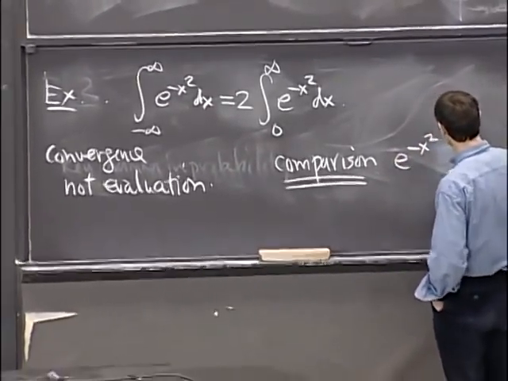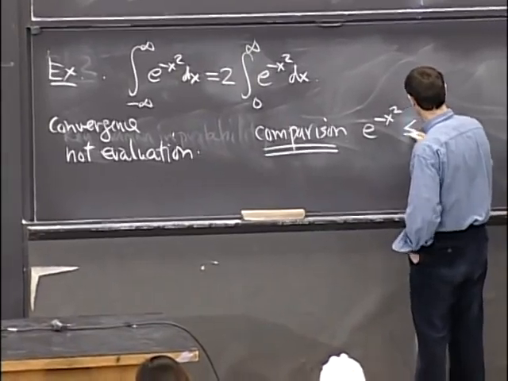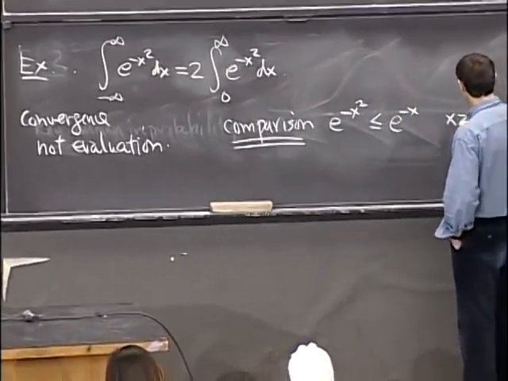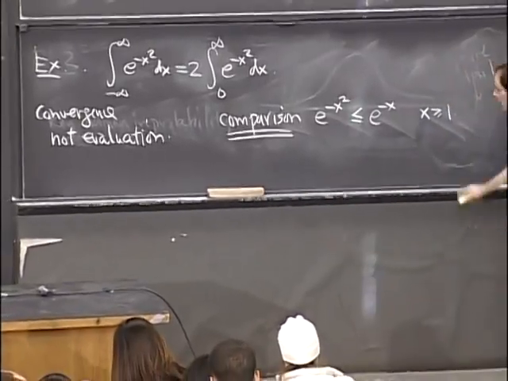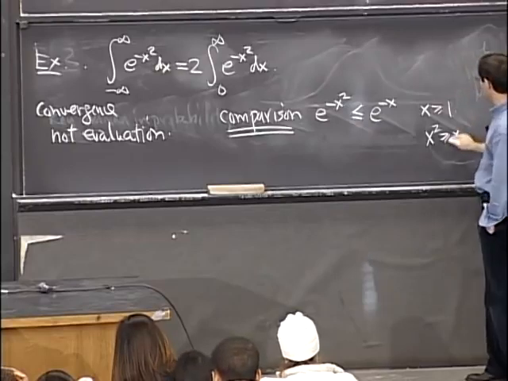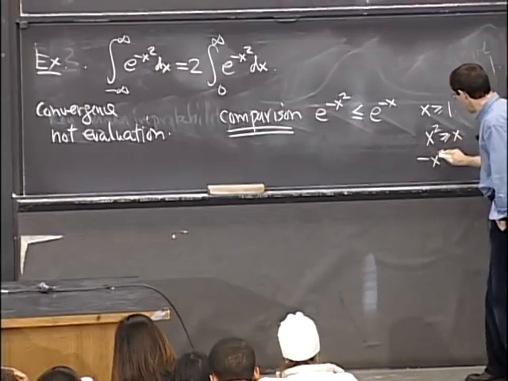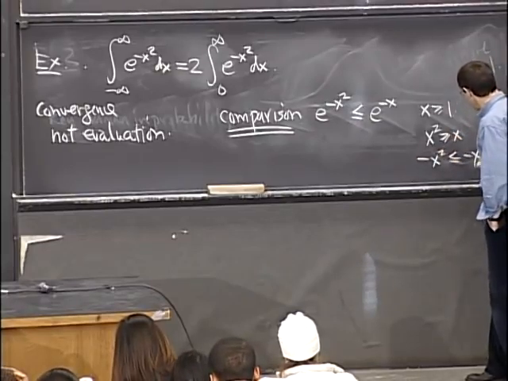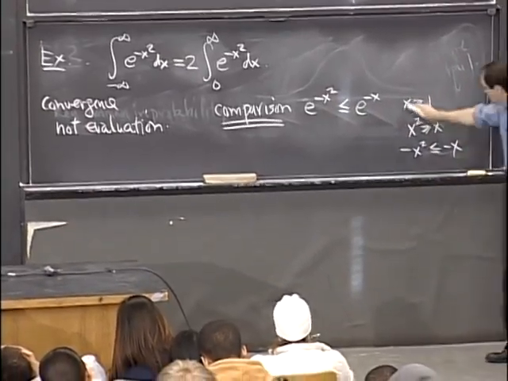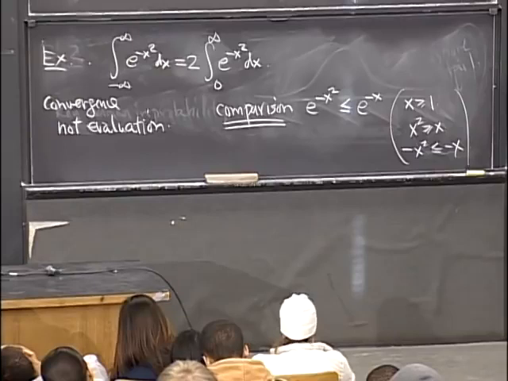e to the minus x squared is less than or equal to e to the minus x, at least for x bigger than or equal to 1, right? When x is bigger than or equal to 1, then x squared is bigger than or equal to x, and so minus x squared is less than minus x. And so e to the minus x squared is less than this. So this is the reasoning involved.